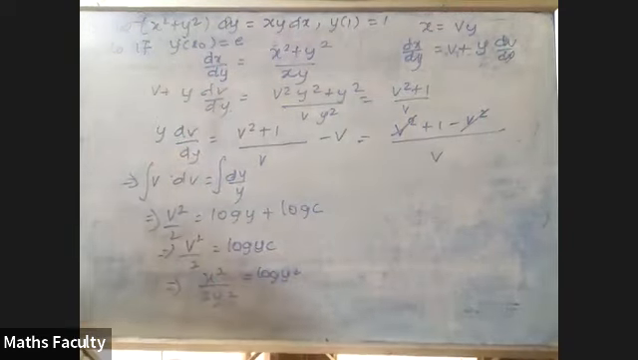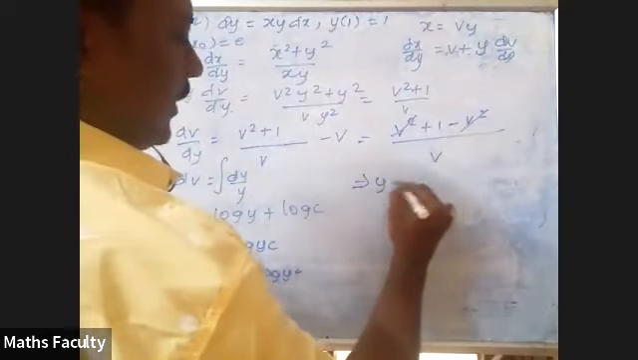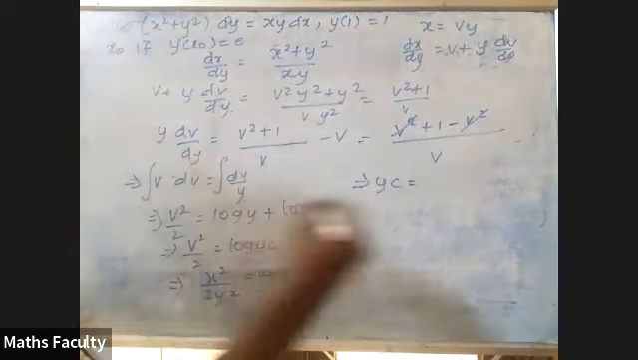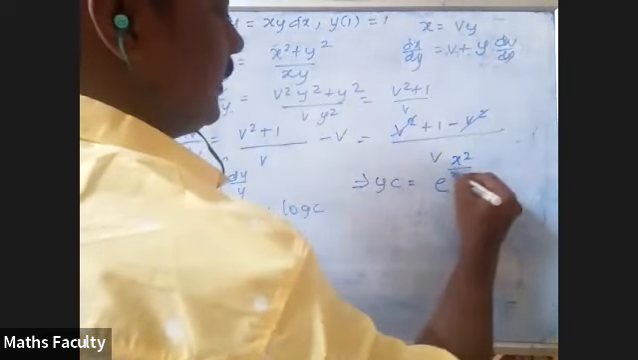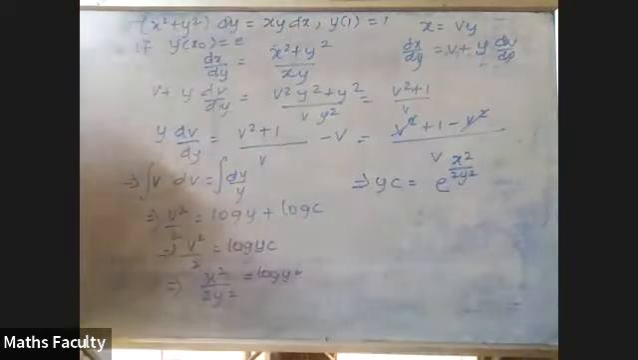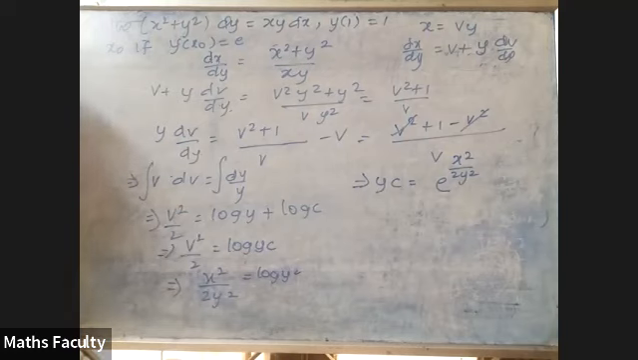But according to the problem, it was given that... So from this log yc, as I did last time, your yc is equals to e power x square divided by 2y squared. So you can write the answer as yc is equals to e power x square divided by 2y square.